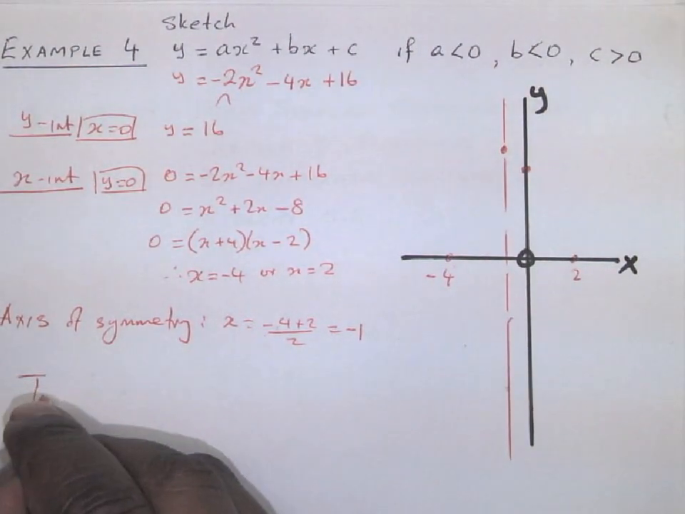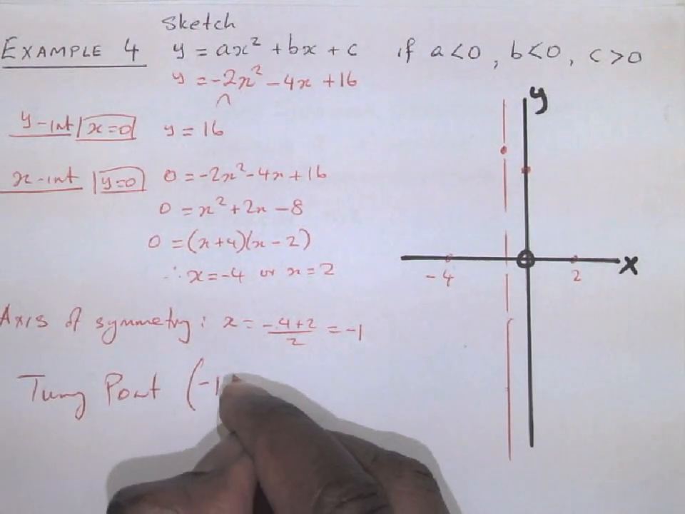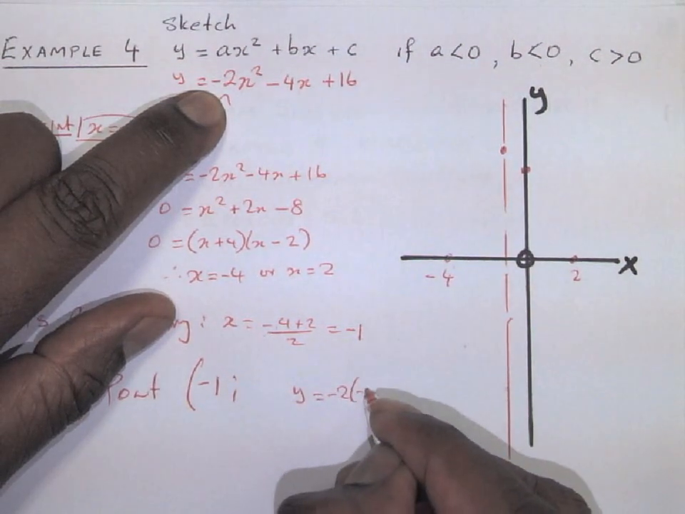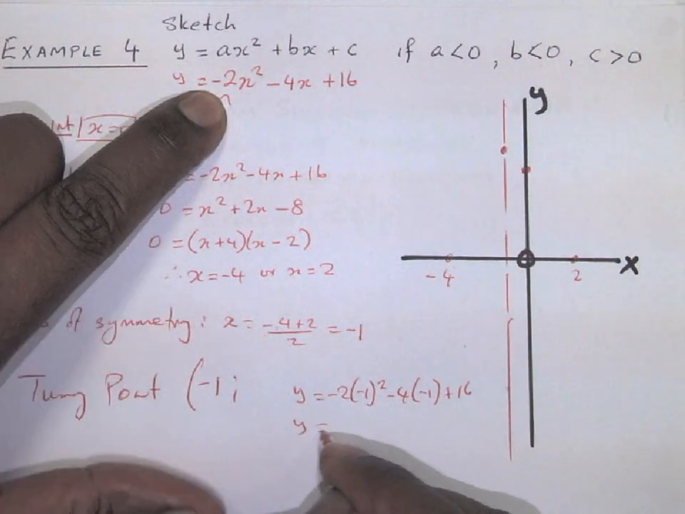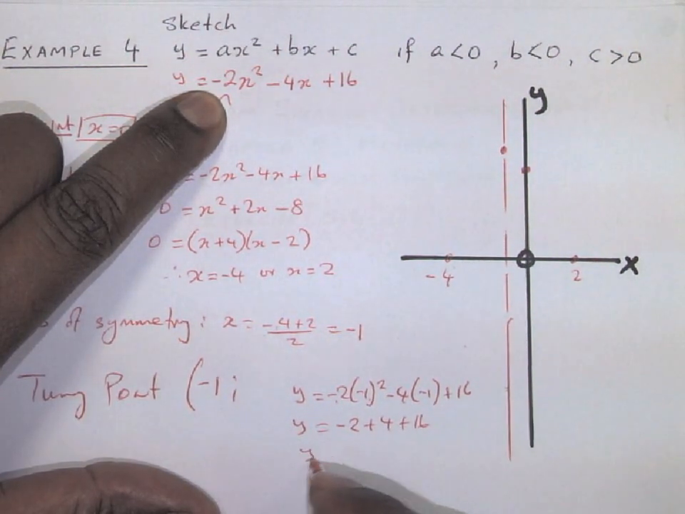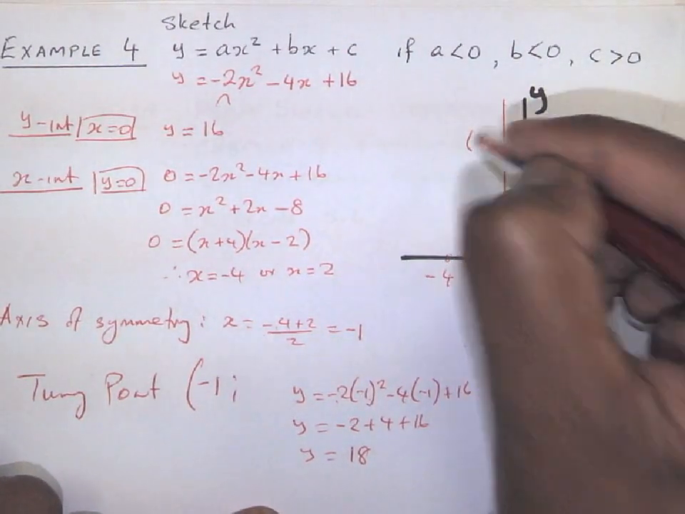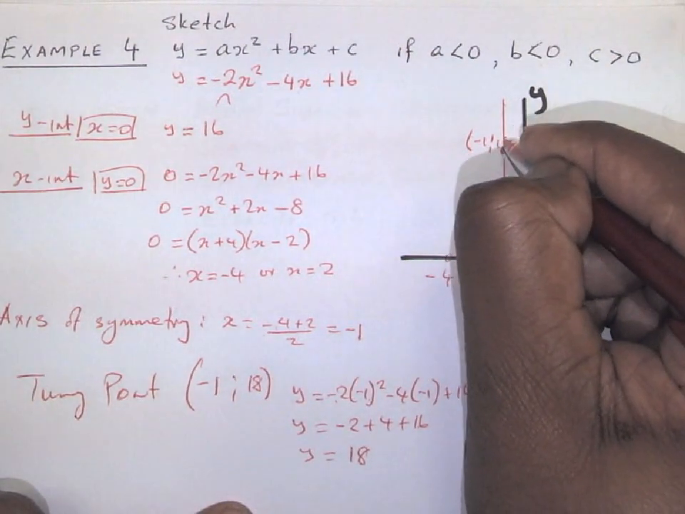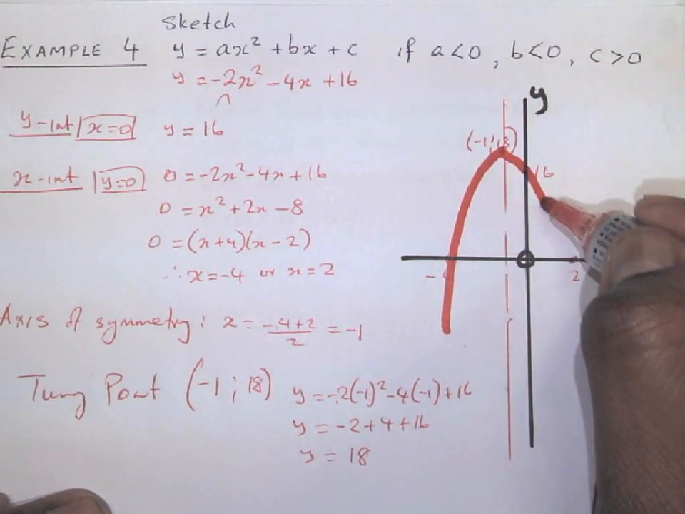For the turning point, take that x value minus 1, and to find the y value, substitute there. So y is equal to minus 2 times minus 1 squared, which is minus 2, minus 4 times minus 1, which is plus 4, then plus 16. So this will give you minus 2 plus 4 plus 16, so your answer will be equal to 18. So the y-intercept was 16, and then the turning point is minus 1, 18, and then it turns like that, so the graph will be doing this and that.